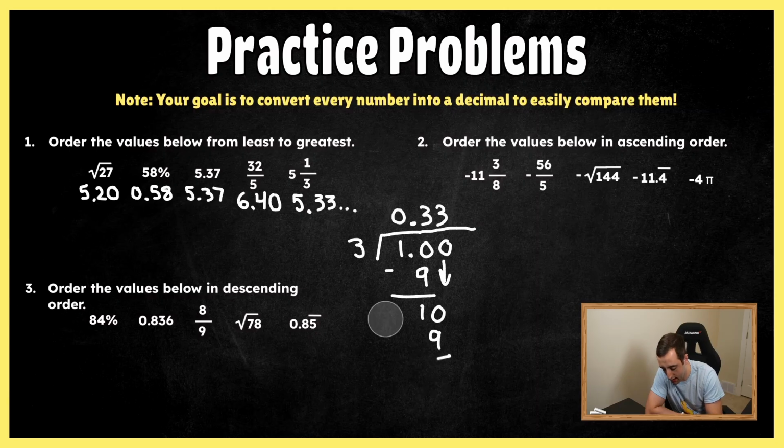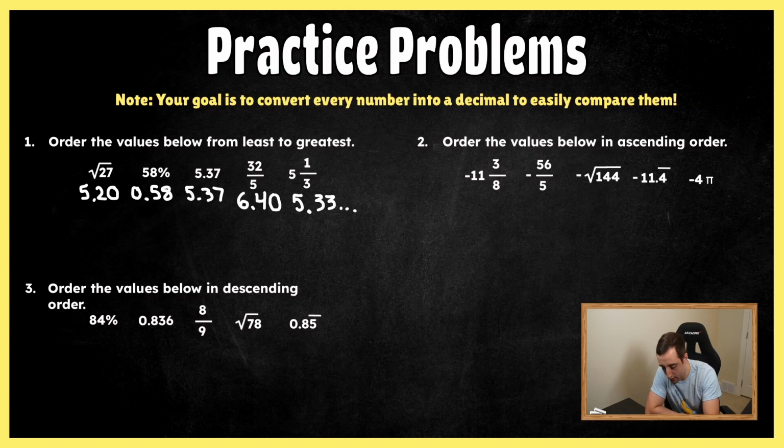And now we can go ahead and actually order these from least to greatest. So which one of these is the smallest? Well, we can easily tell that this is going to be 58% because it doesn't even have a 5 at the beginning of the decimal. So that's the smallest. So we cross that out. Our next smallest is going to be 5.20, which is the non-perfect square of 27.